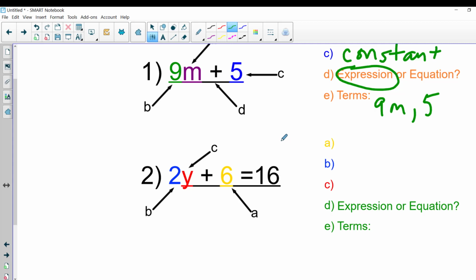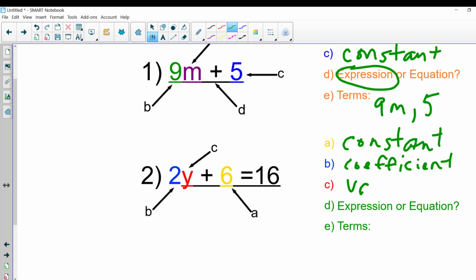All right, so let's see how you did. A is a constant. Did you get that? Because it's a number by itself. B, pointing to the 2. Remember, that's attached to the variable. It's multiplied by the variable. So that is the coefficient. And then C, which is pointing to the Y. Did you say variable?